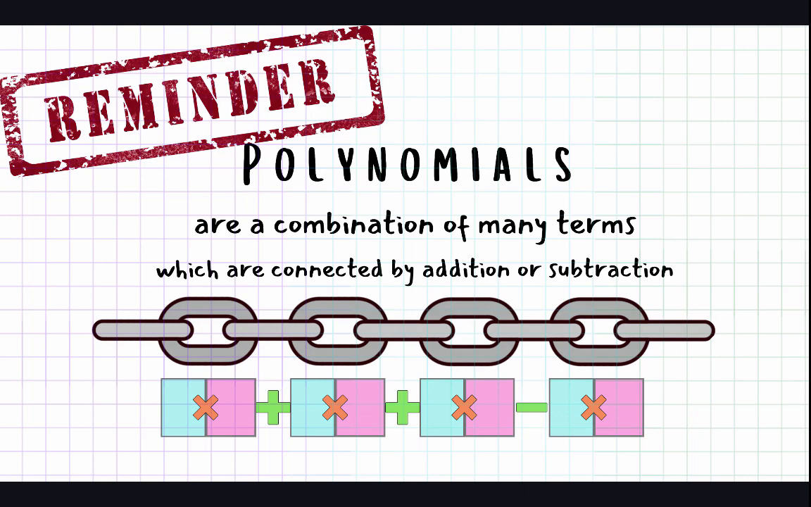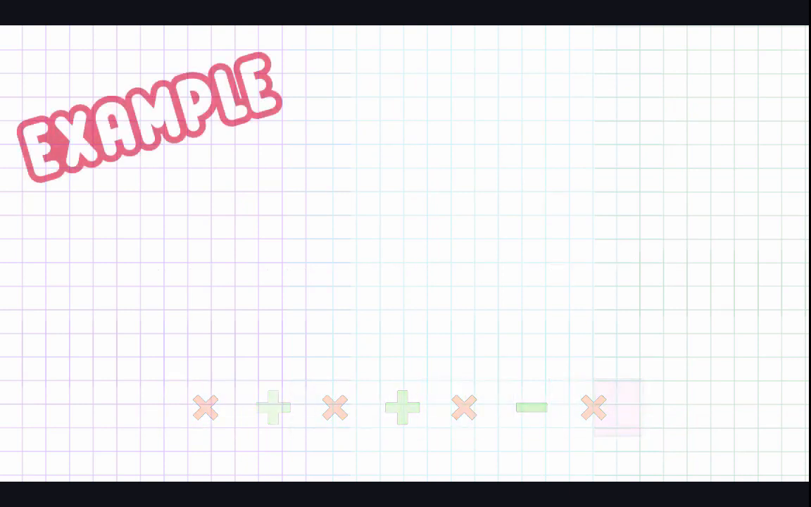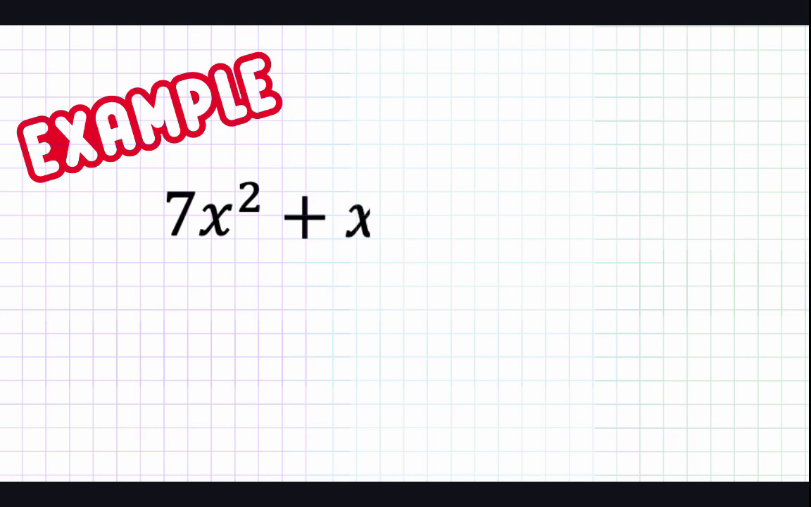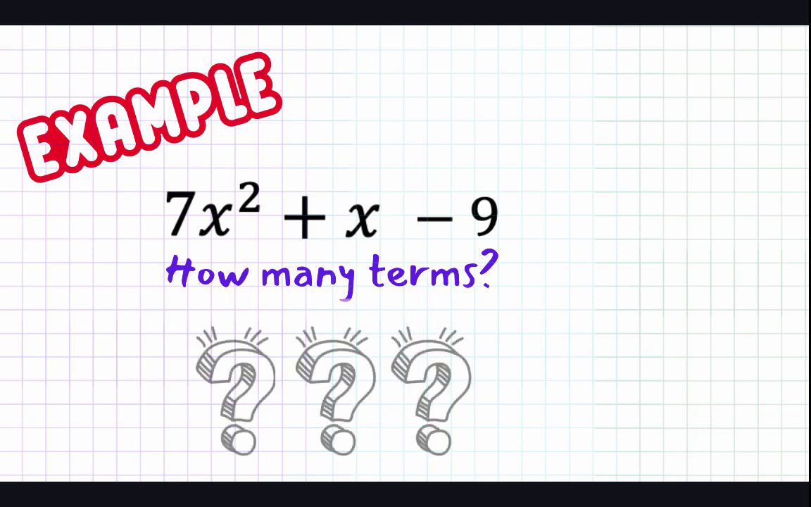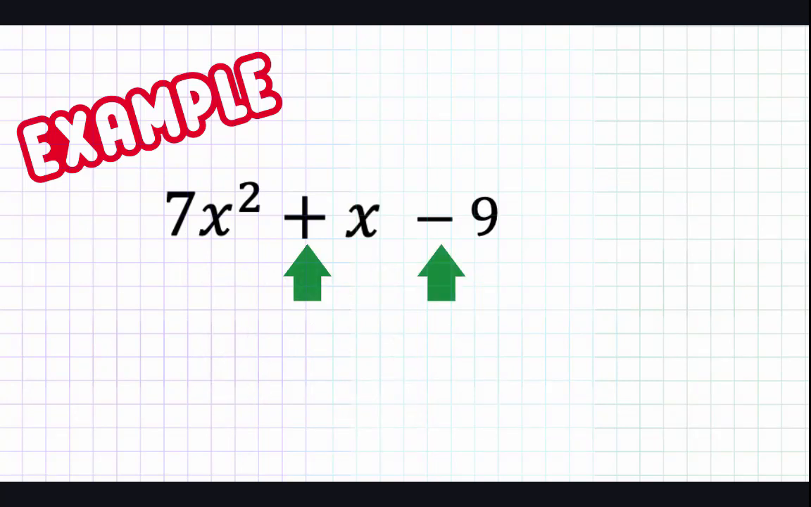Now, let's see a typical example of a polynomial that will help us learn a little more about terms. Here we have 7x squared plus x minus 9. How many terms does this polynomial have? Well, based on what we've learned so far, you're probably not quite sure. If the terms are the parts that are linked together by either addition or subtraction, then this expression should have three terms.